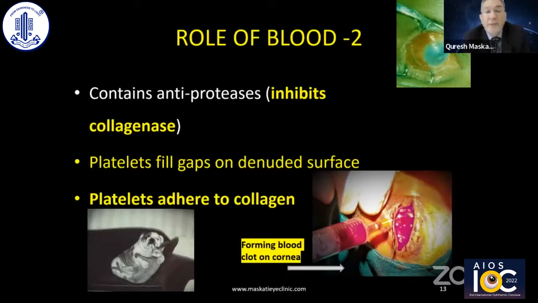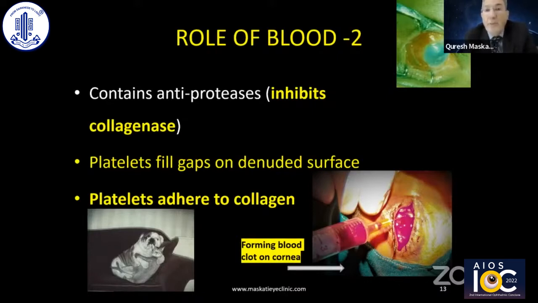But these platelets become like amoeba. They grow pseudopods, as it were, and they hold on to the newly formed collagen and prevent it from breaking down. And they also fill in all the gaps on the denuded surface. So there are multiple roles of the blood. So I told you about giving the blood clot in the subconjunctival venous area. And at night, what I do is I simply take a syringe of the blood and pour it drop by drop onto the cornea, so that I form a blood clot on the cornea.